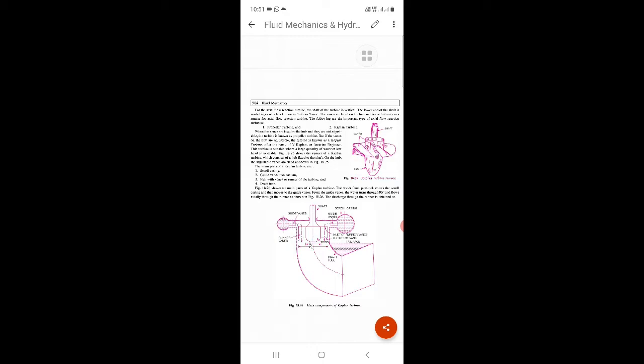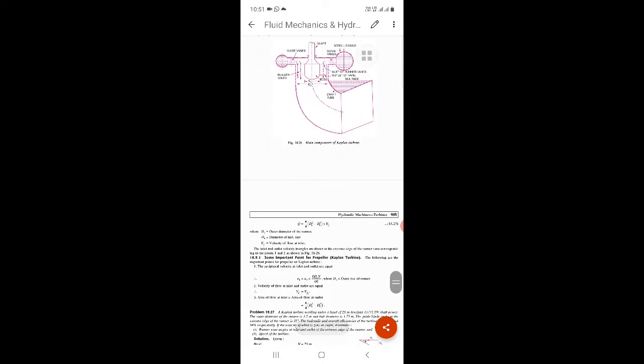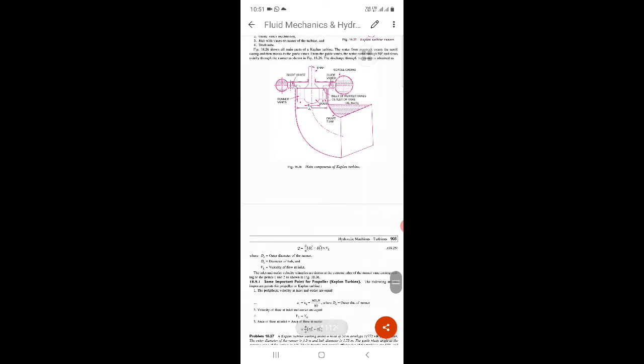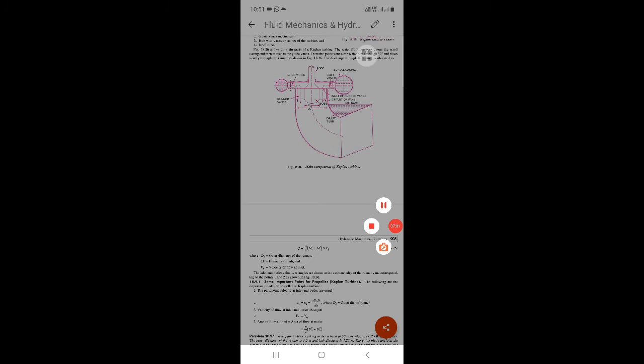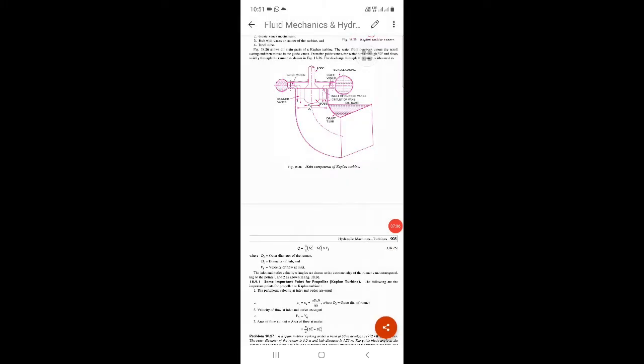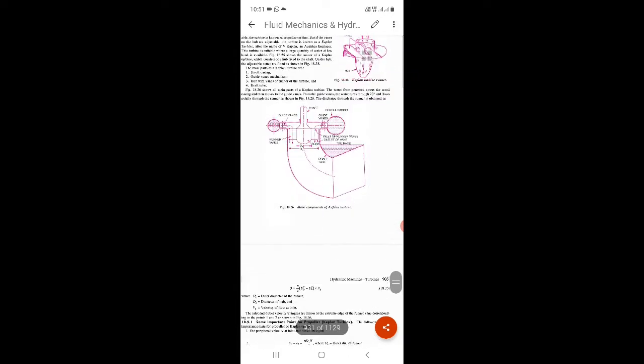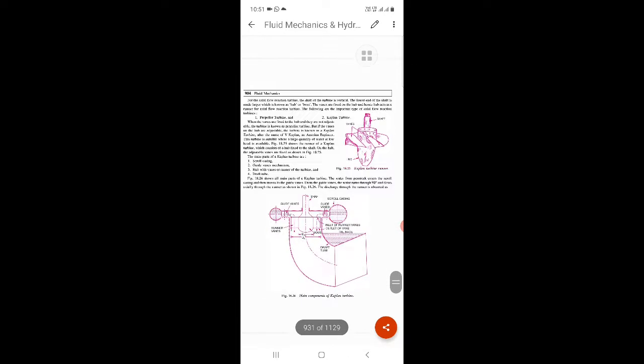So discharge through the runner is obtained as follows. It consists of DO and DB. DO is the outer diameter, DB is the inner diameter. And Vf1 is the velocity of flow at inlet. So write down this.